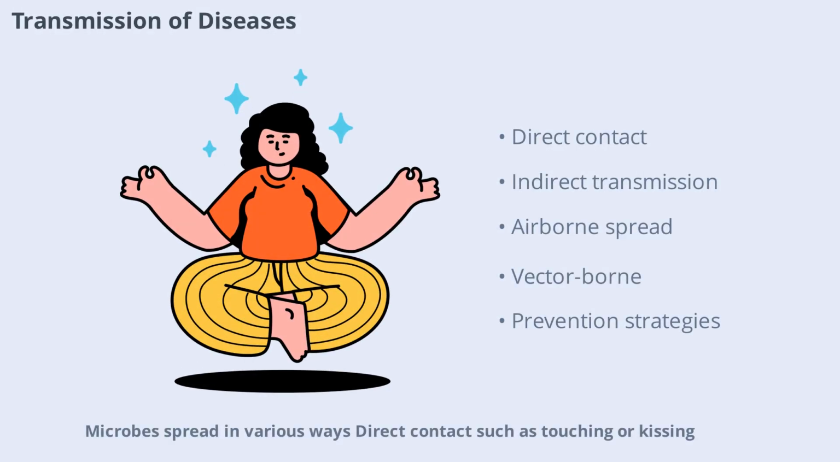Microbes spread in various ways. Direct contact, such as touching or kissing, can transfer pathogens. Indirect transmission occurs through contaminated surfaces, food, or water. Airborne transmission involves inhaling droplets from coughs or sneezes. Vector-borne diseases are spread by insects like mosquitoes. Understanding these transmission routes helps us develop strategies to prevent infections and protect communities from outbreaks.